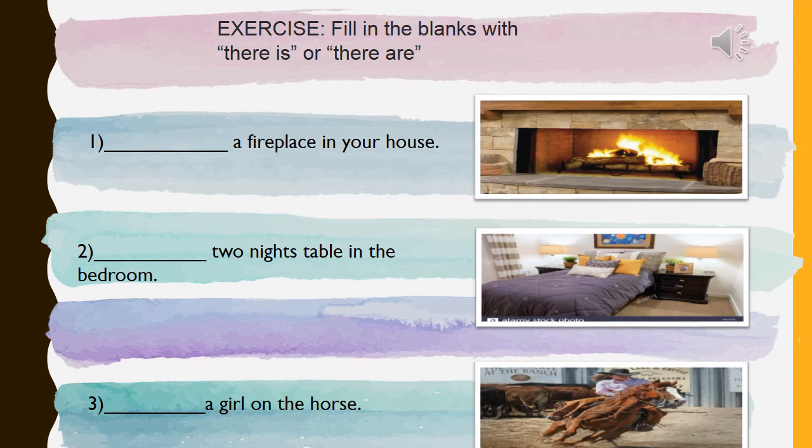To finish, we had a small exercise where you fill in the blank with there is or there are. Number 1, a fireplace in your house. Number 2, 2 nice tables in the bedroom. Number 3, a girl on the horse.